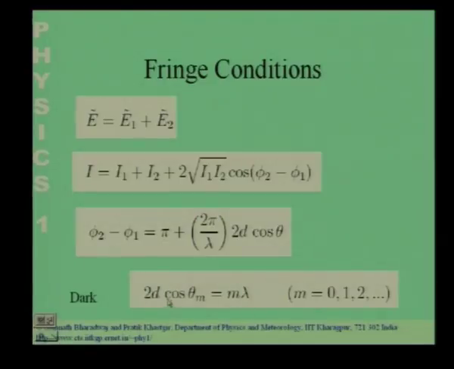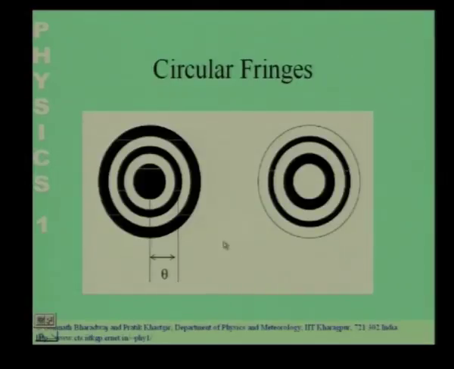So, you will get a dark fringe, the intensity will be very small, if this condition is satisfied, where d is the difference in the arm lengths, theta is the angle at which you are looking, and m is an integer. So, if 2d cos theta, the path difference, is equal to m lambda, you get a dark fringe. If it is m plus half lambda, you get a bright fringe. So, this was the fringe condition which we had discussed in the last class.